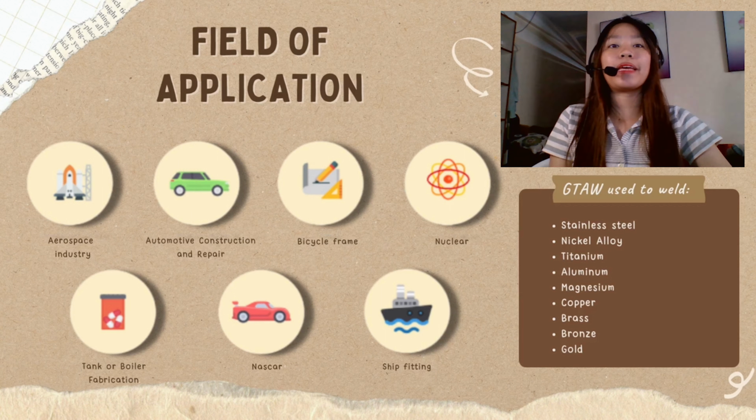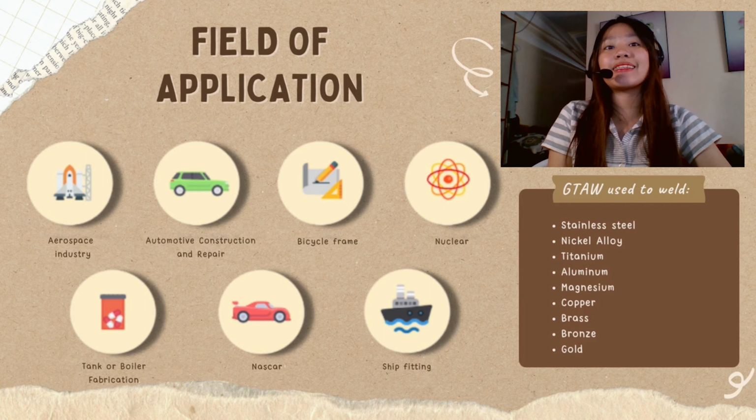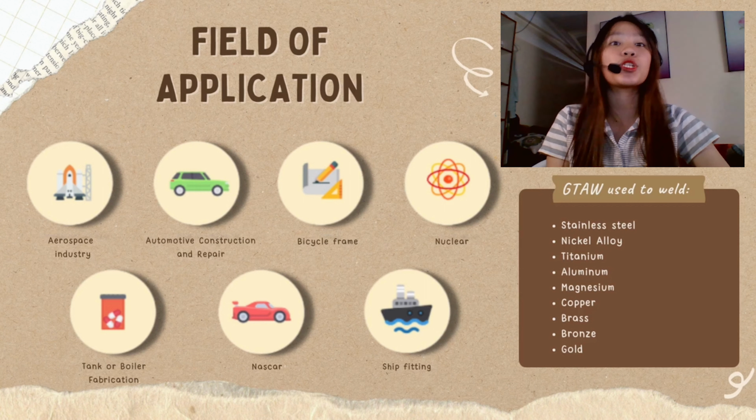For the field of application, TIG welding is commonly used in the aerospace industry and in other areas such as in vessels, tank or boiler fabrication, aluminum casting, pressure valves or regulators, pipe fittings, or even in bicycle frames.